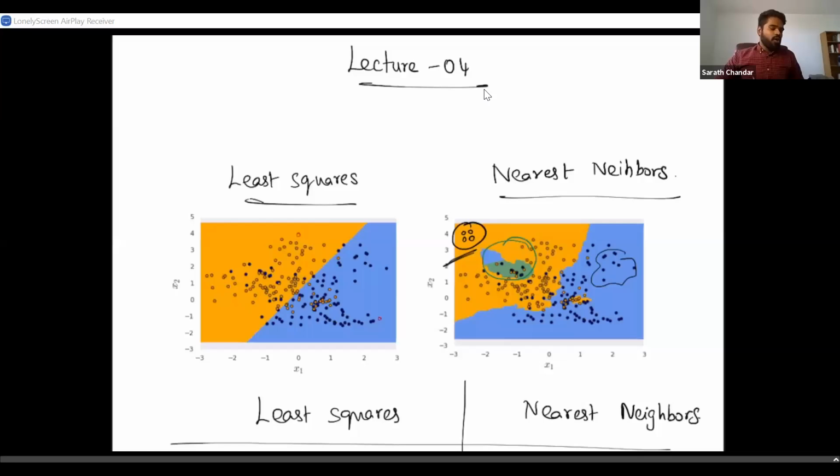Okay, so let's start with a quick review of what we did in the previous lecture. We started discussing two different algorithms that we have learned in this course, which are least squares and nearest neighbors.